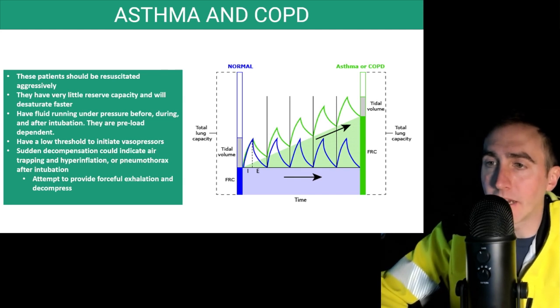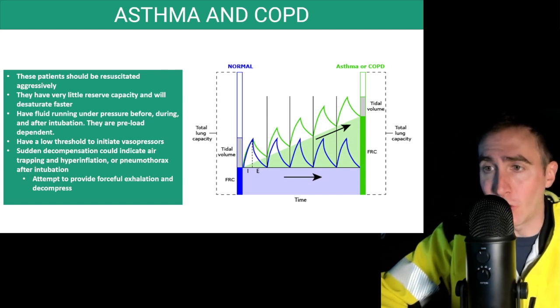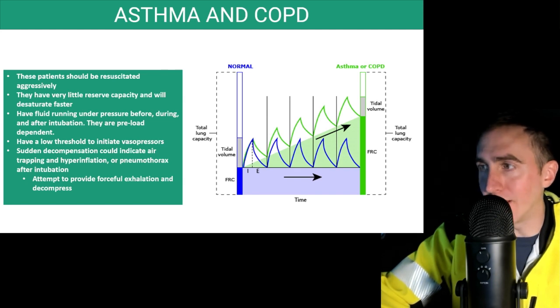That leads to dynamic hyperinflation, increased intrathoracic pressure pushing on the heart and especially the large vessels, inhibiting venous return. So what do you do in this situation? Well, you slow your rate down and you pop off the BVM to let the air escape.